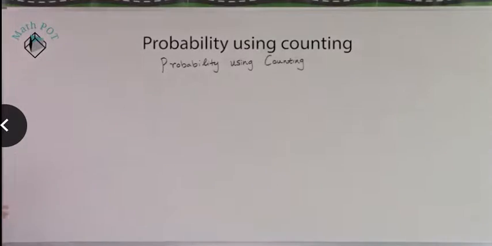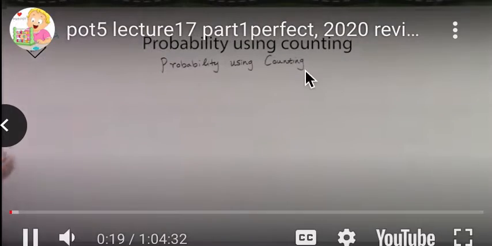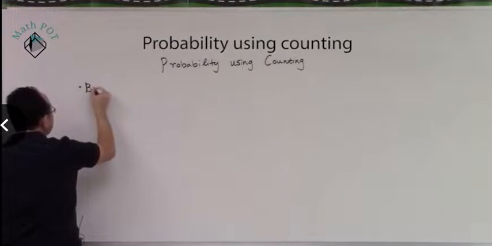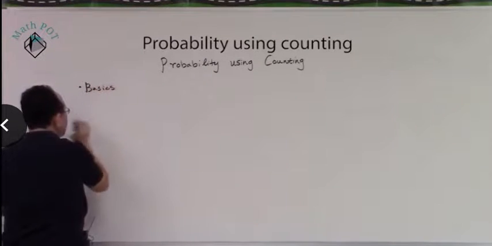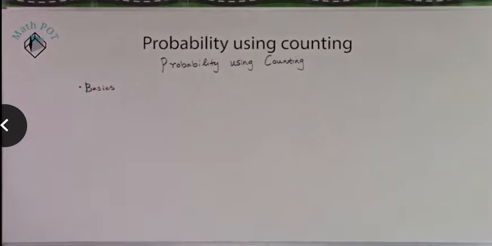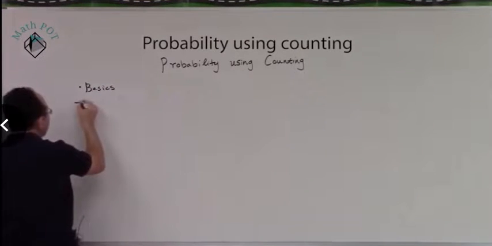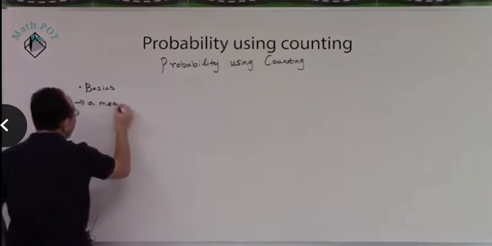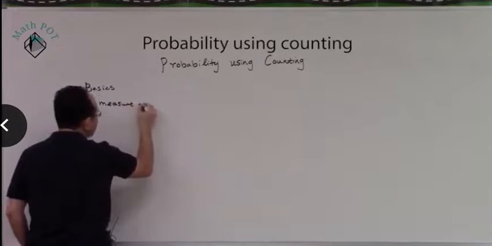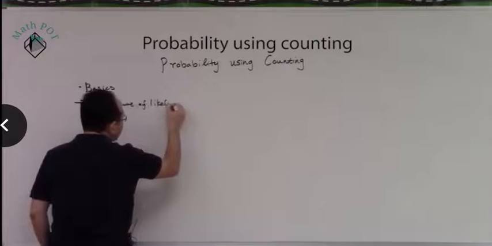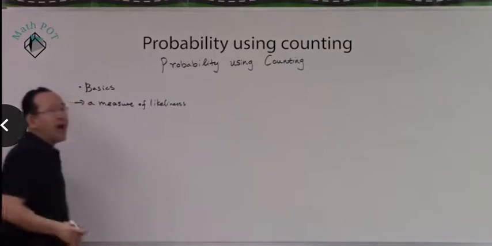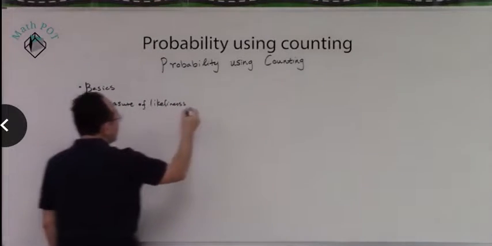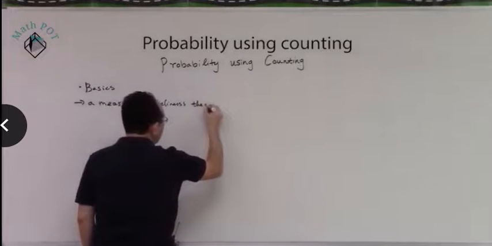Before I give you more detail, let's try to understand some basics about probability. First of all, probability is a ratio, a measure of likeliness. It measures how likely it is that something will happen, that an event will occur.